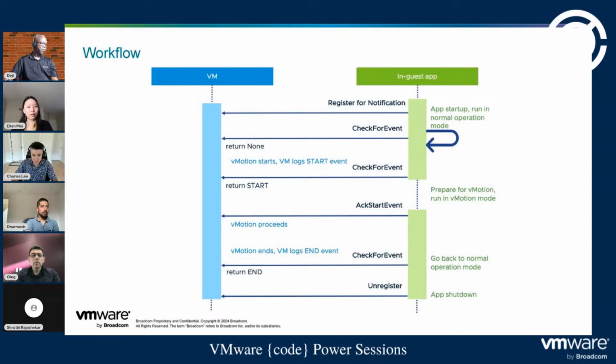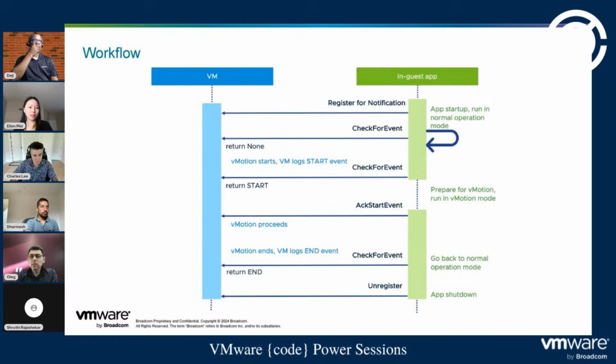Now the application will start polling for vMotion start and end events. If there is no event, the hypervisor returns none. And if there is an event, the hypervisor generates a start and vMotion pauses there. The vMotion will then wait for the app to pick up and acknowledge the event.